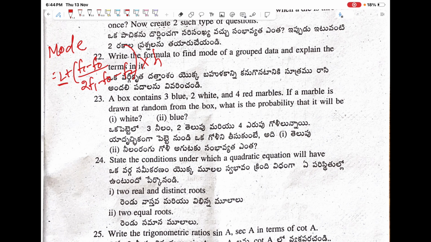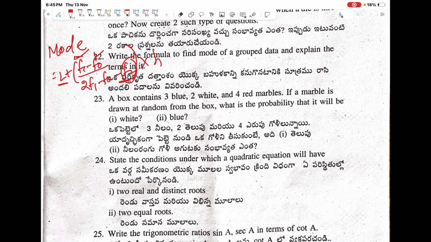Now let us see the expansion. L means the lower limit of the modal class. First, F1 you have to take, which means the highest frequency. The frequency of the modal class we call F1. F0 means the frequency of the class preceding the modal class, immediately before that. And F2 is the frequency of the class succeeding the modal class, immediately after the modal class.